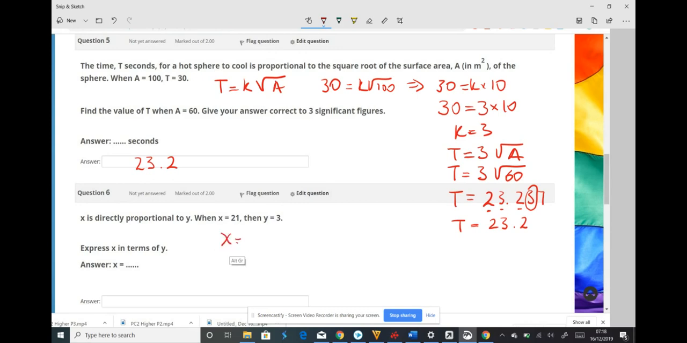In question number 6, we've got x is directly proportional to y. So x is equal to ky. When x is equal to 21, then y is equal to 3. So k must be equal to 21 over 3, which is equal to 7. So we've got to express x in terms of y. So plug in the value of k in, we can write x is equal to 7y. So x is equal to 7y.